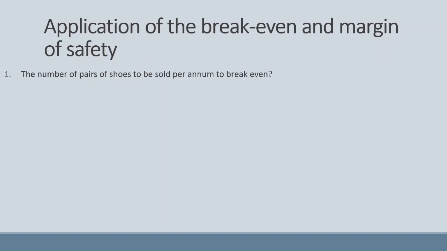Our first required is to calculate the number of pairs of shoes to be sold per annum to break even. For this question, we can simply apply our break-even formula. There are 2 tricks, however. First, we are asked for the number of pairs of shoes. The scenario gives us the selling price per pair, but the variable cost per individual shoe. The second trick is that we are asked for the number of pairs per annum. Our fixed costs, however, are presented monthly.